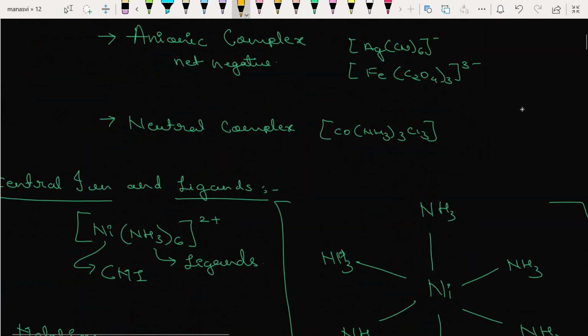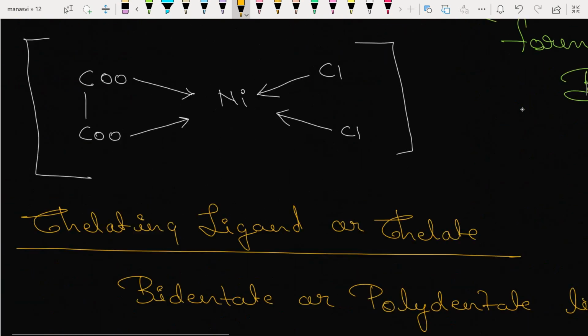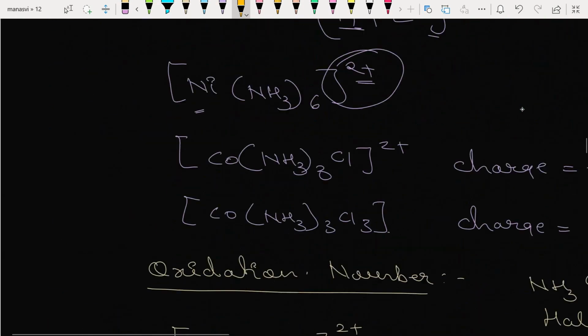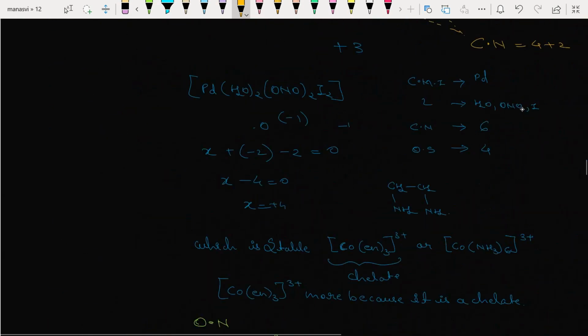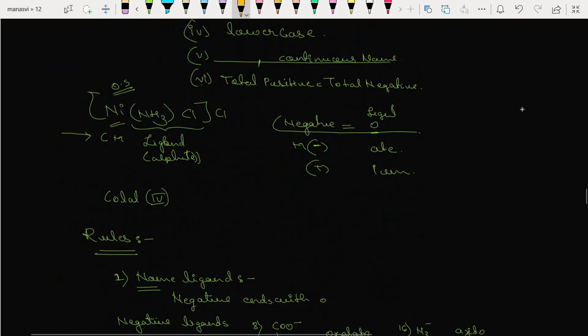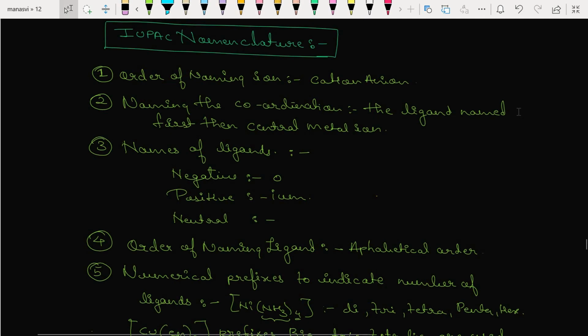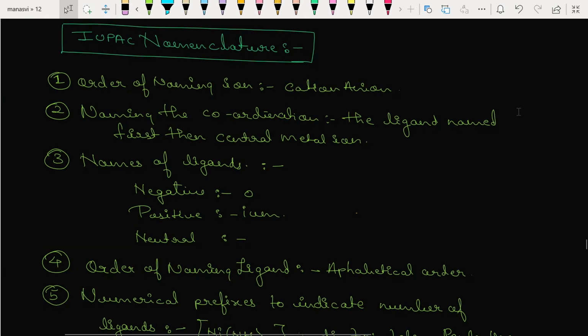Moving on to the actual topic that we want to cover, that is the IUPAC nomenclature. We want to see some rules before jumping on to it. Some rules need to be known before actually writing the IUPAC name for a coordination compound. First is the order of naming ions: cation and then anion. This is a known rule in any nomenclature.